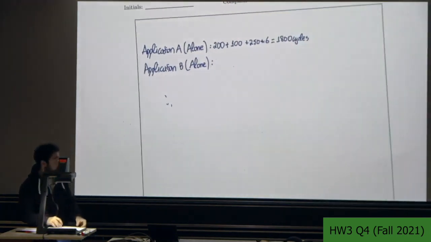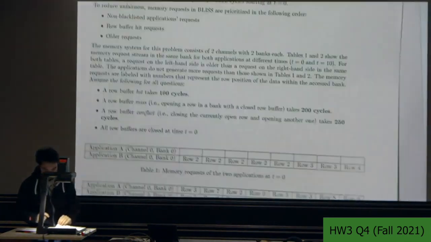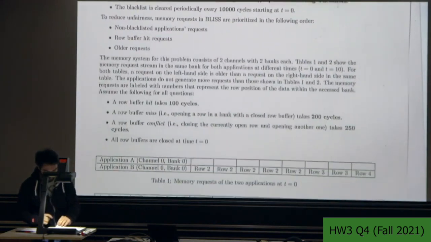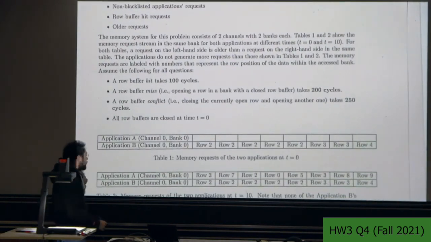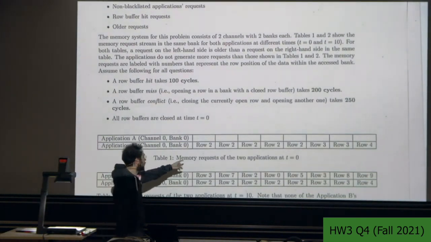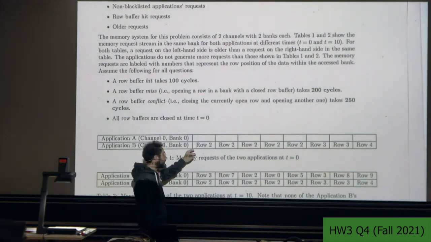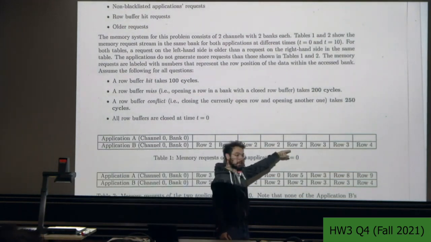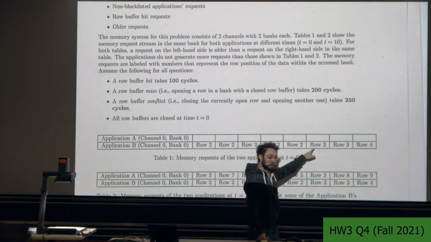So let's see application B right now. Application B is easier. In application B, we have one row miss, and then we have 1, 2, 3, 4 hits, one conflict, one hit, and one conflict.